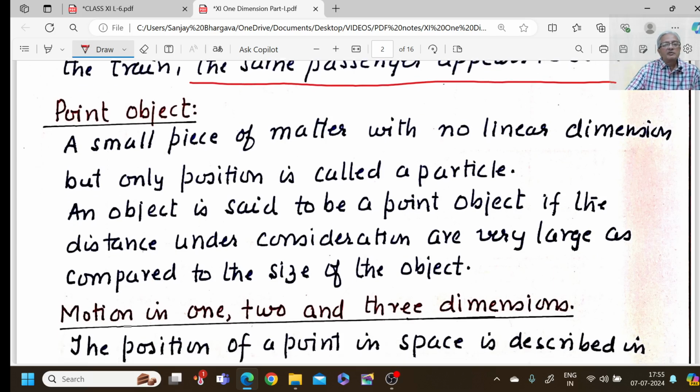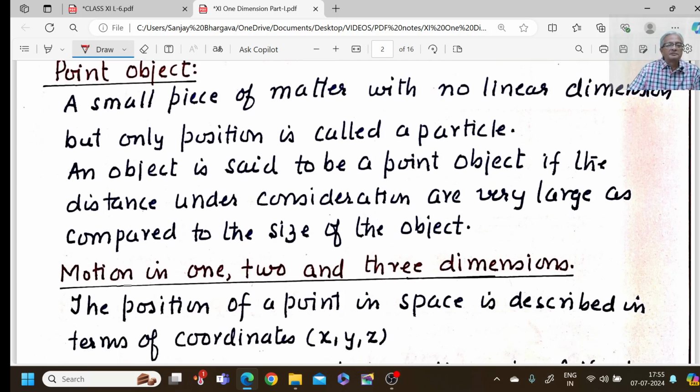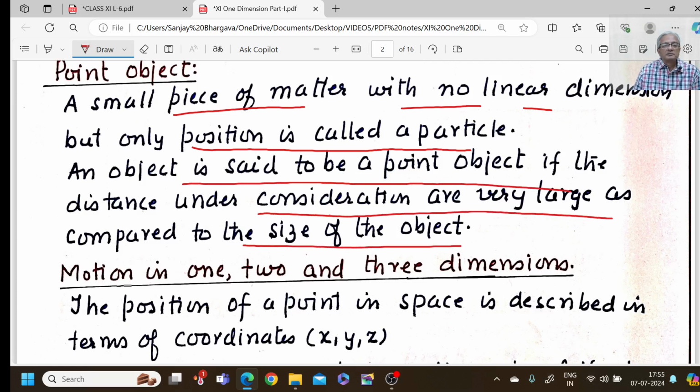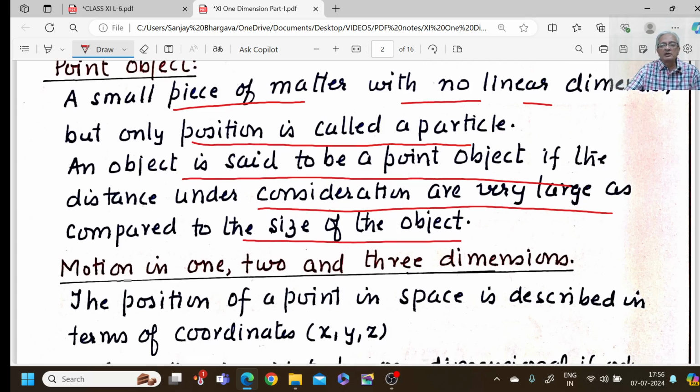In mechanics, we will be talking about a point object. A small piece of matter with no linear dimensions but only position is called a particle. An object is said to be a point object if the distances under consideration are very large as compared to the size of the object. So how do we treat an object to be a point object? Whenever the size of the object is very, very small as compared to the distances under consideration, then it would be treated as a point object.